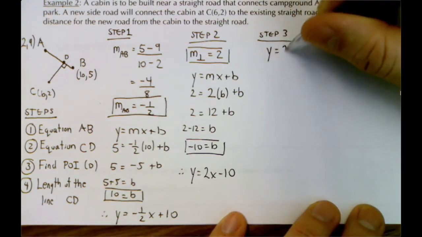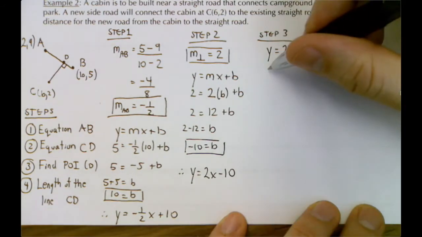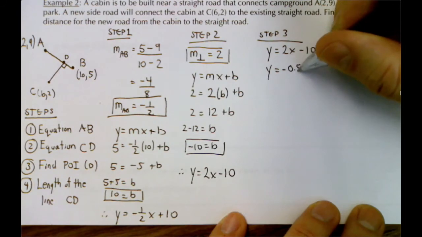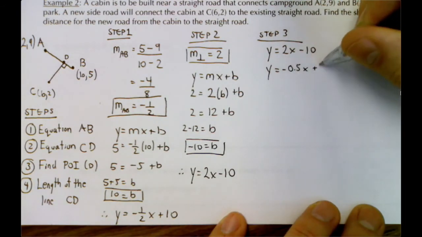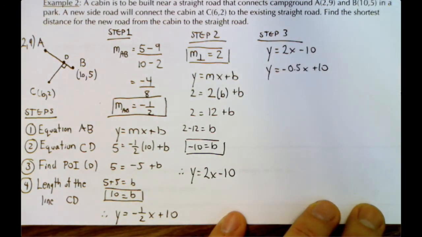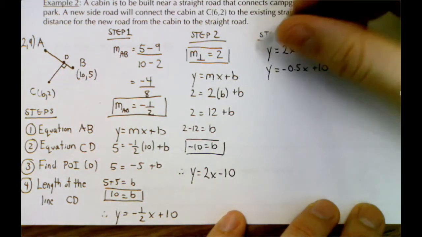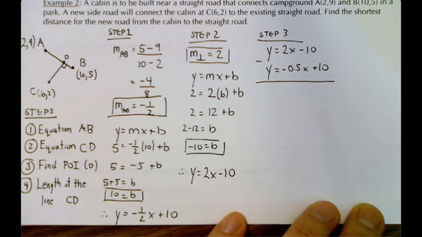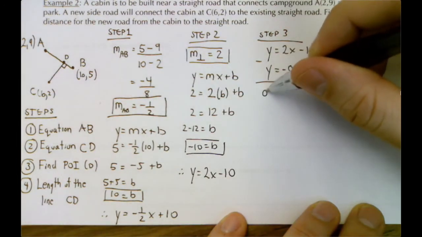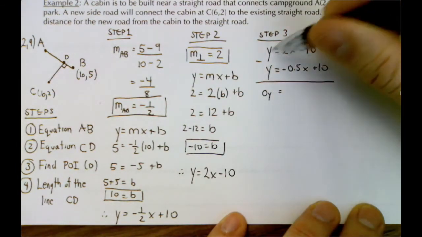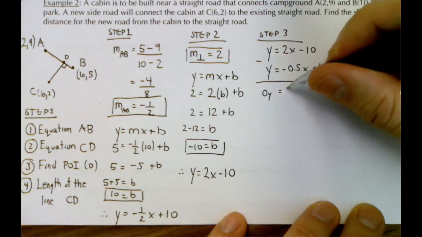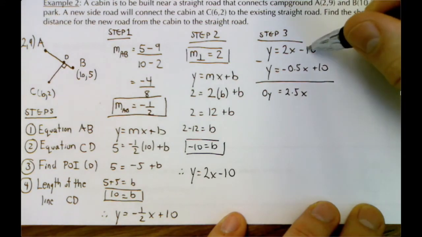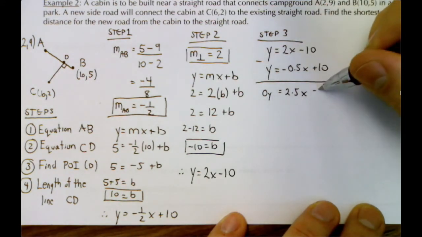y equals 2x minus 10. y equals negative, I'm going to use the decimal, 0.5x plus 10. I think that'll make it easier to do the elimination. Since the numbers in front of y are the same, I'm going to subtract. Let's see what we end up with. y minus y is 0y. 2 subtract negative 0.5 would be like plus 0.5, so it's 2.5x. Negative 10 subtract 10 is negative 20.